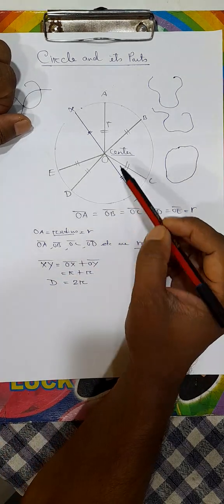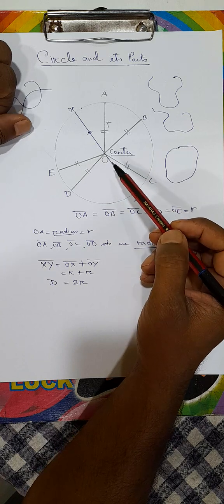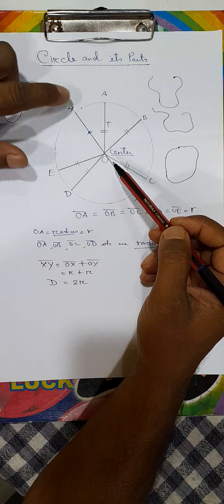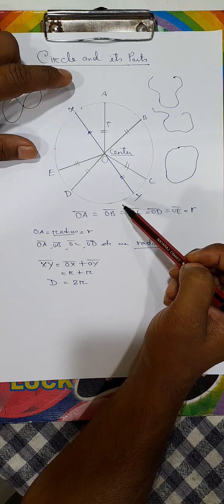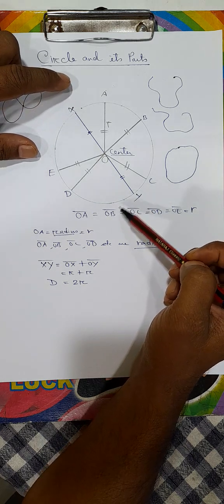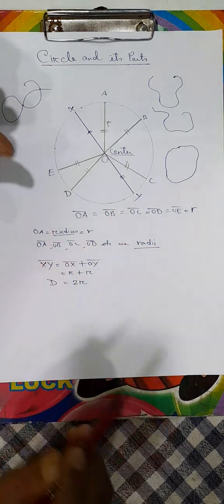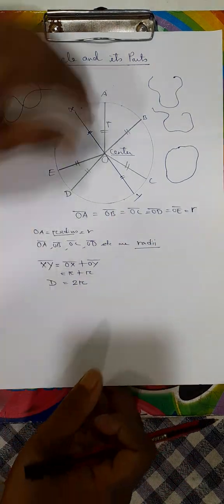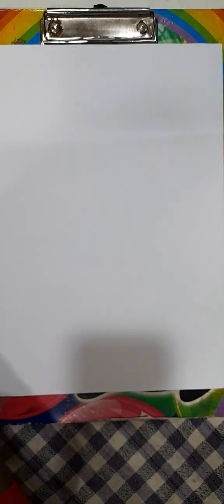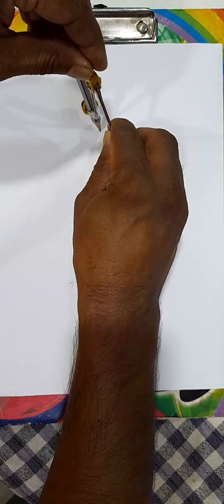So what is a diameter? It's a line segment passing through the center, joining any two points on the circle. So the diameter is twice the radius. The length of the diameter is twice the radius. Now let us consider one more circle here.